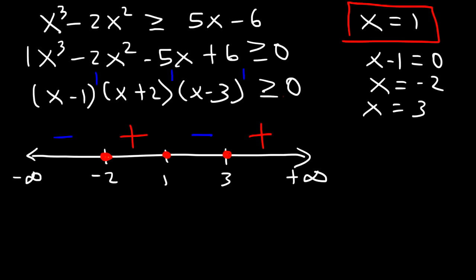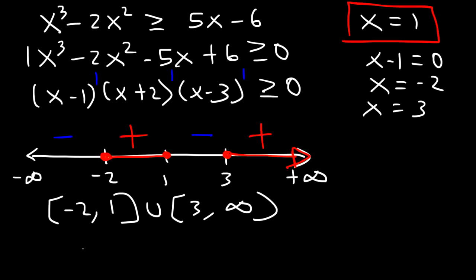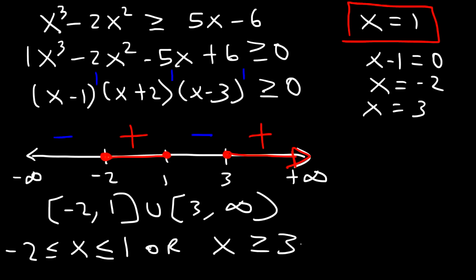So we only want the region where it's positive. So that's between negative 2 and 1, and between 3 and infinity. So in interval notation, the answer is from negative 2 to 1, union 3 to infinity. And as an inequality, we could say that x is less than or equal to 1 and greater than or equal to negative 2, or x can be equal to or greater than 3. So we can write it like that. And that's it. So now you know how to solve a polynomial inequality using number lines and interval notation.